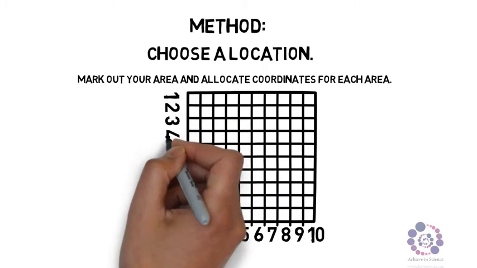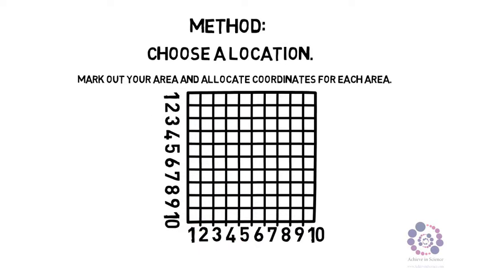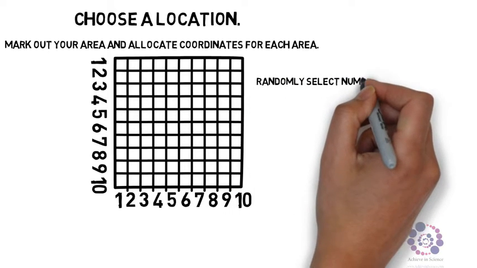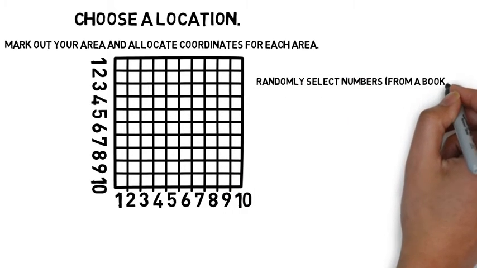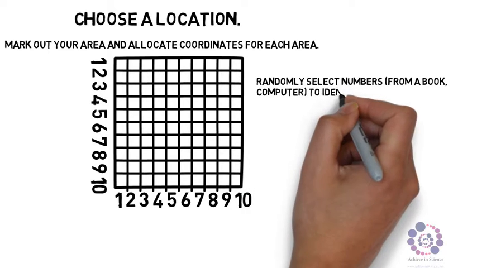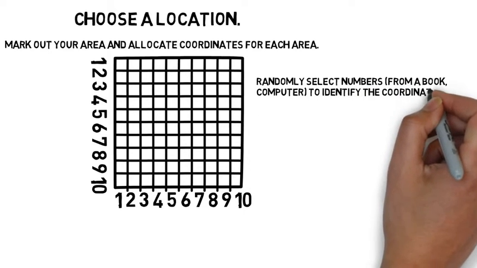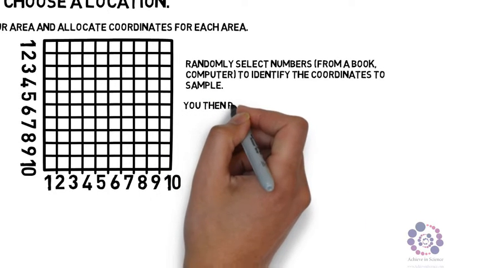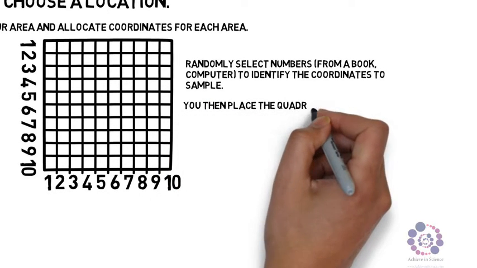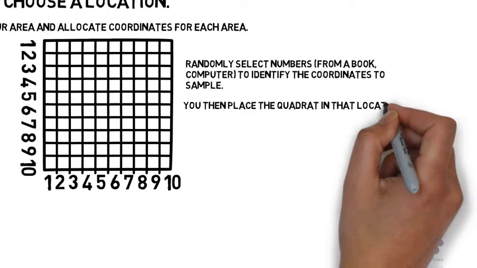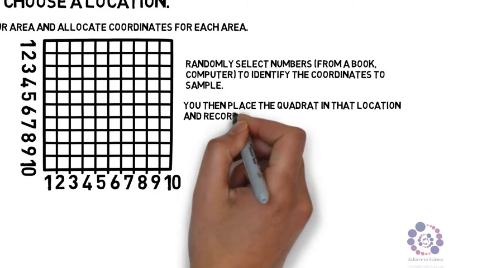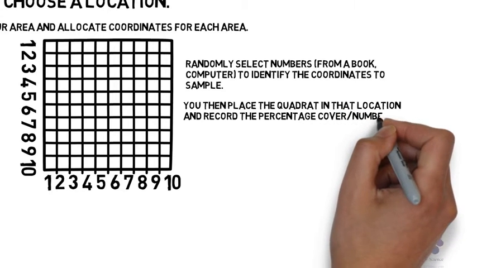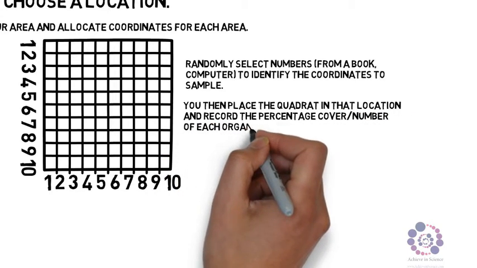Now you then need to randomly select these coordinates. This needs to be random. The most common method nowadays is just to use a random number generator in a computer, but it could be from a book as well. This will identify the quadrat to go and look in, or the coordinate to go and look in. Place the quadrat in that location, and then record the percentage cover or the number of organisms, whichever is appropriate for your sampling. You'll then repeat it for different areas within your zone that you've chosen to do.